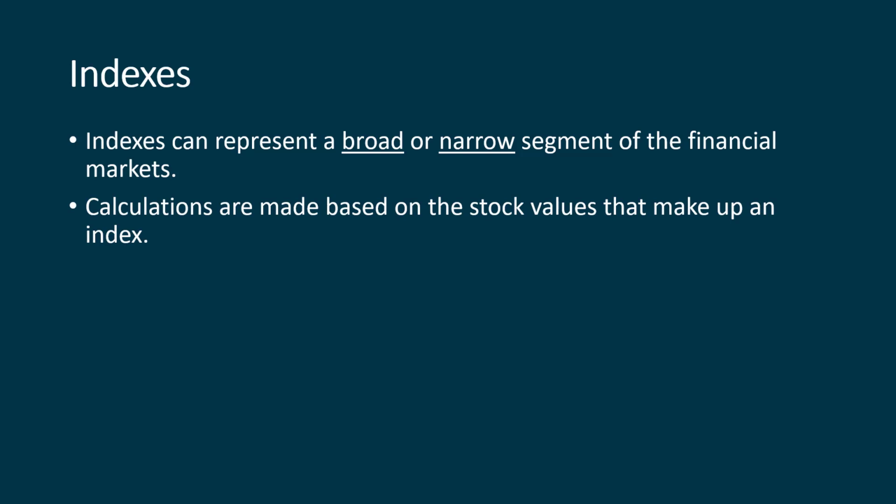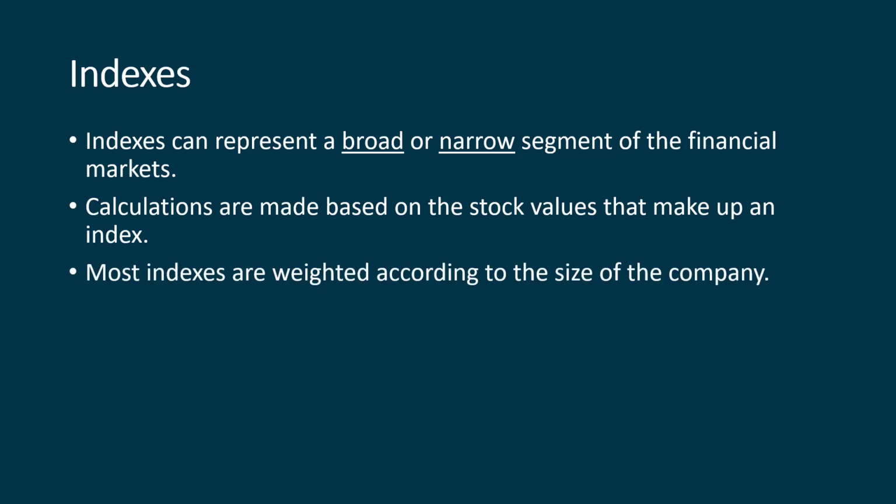Calculations are made based on the stock values that make up an index. That only makes sense. If you want to know how an index is performing, you need to look at the stocks that make up that index. Most indexes are weighted according to the size of the company. So a big company, such as Apple, will have a lot more weight than some smaller company that maybe you've never heard of before. Different weighting methodologies are used.